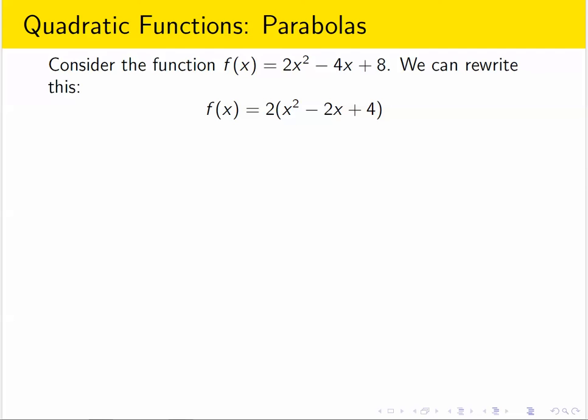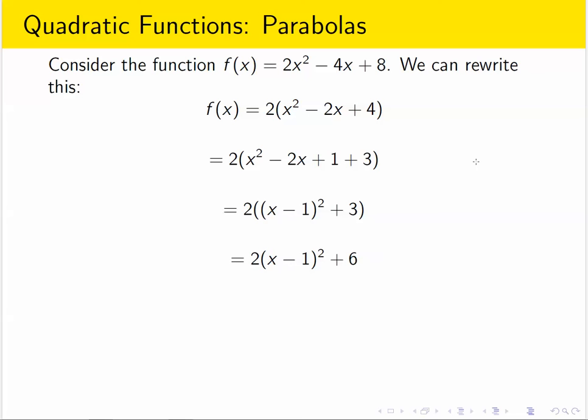Notice that if I factor out the greatest common factor of 2, and then split up this 4 into 1 plus 3, then these first three terms combined can be factored as x minus 1 squared. And that puts this equation in vertex form. From this, I can read the vertex as 1.